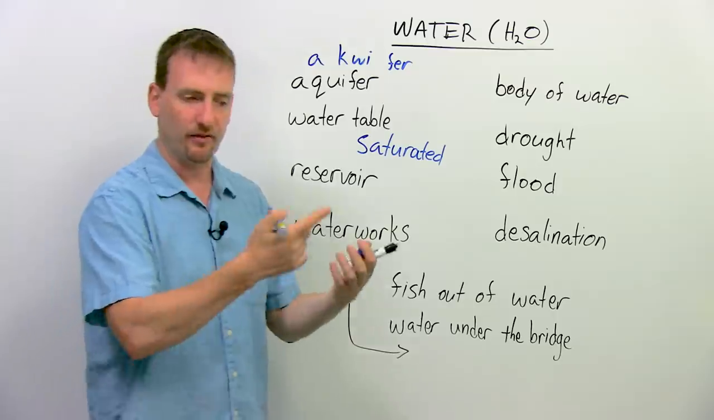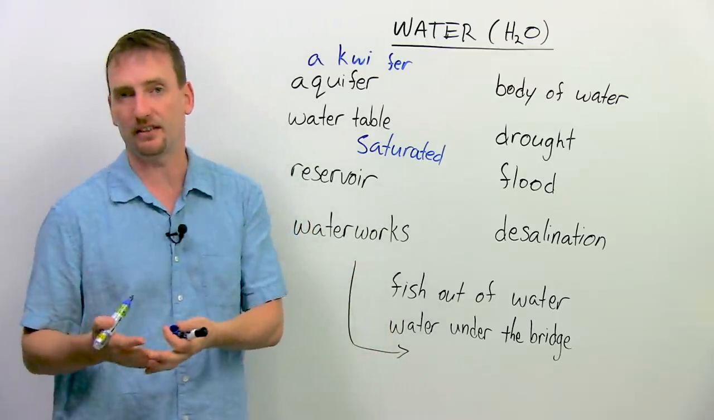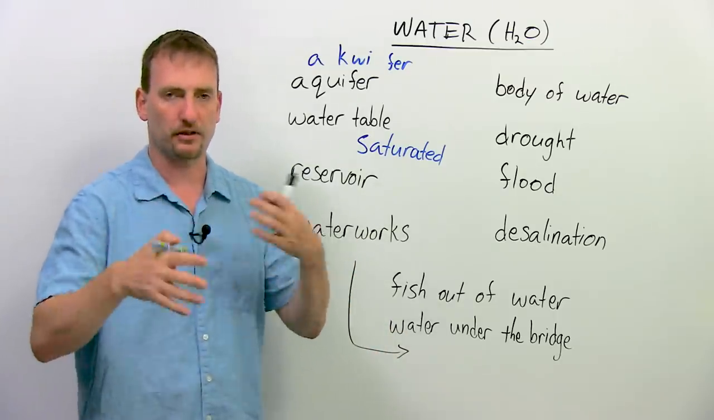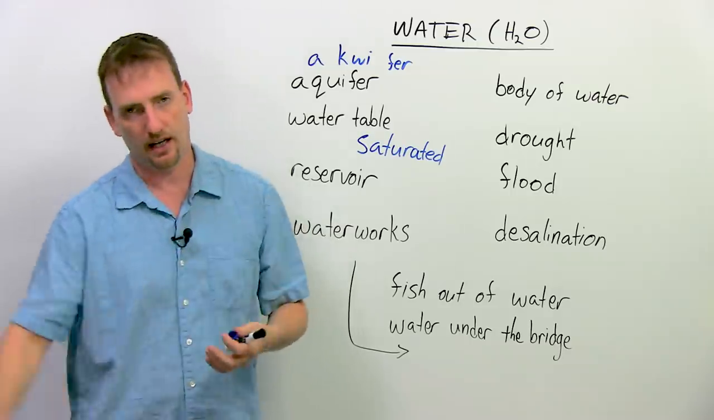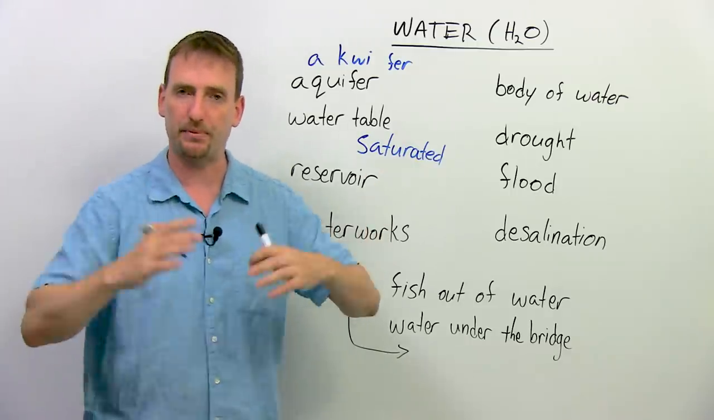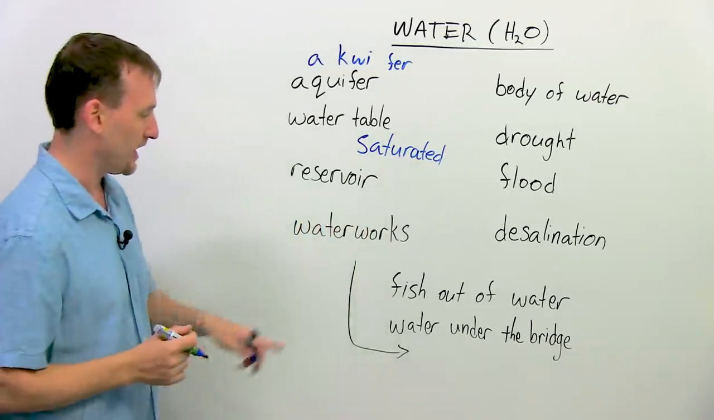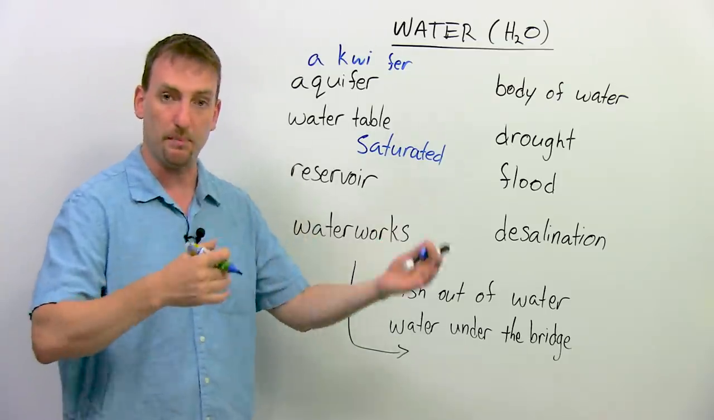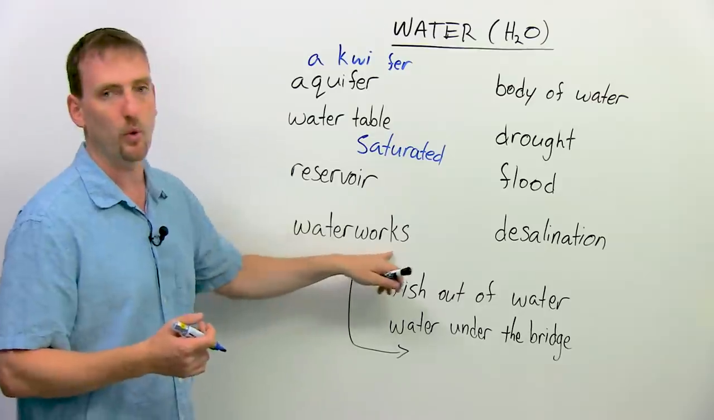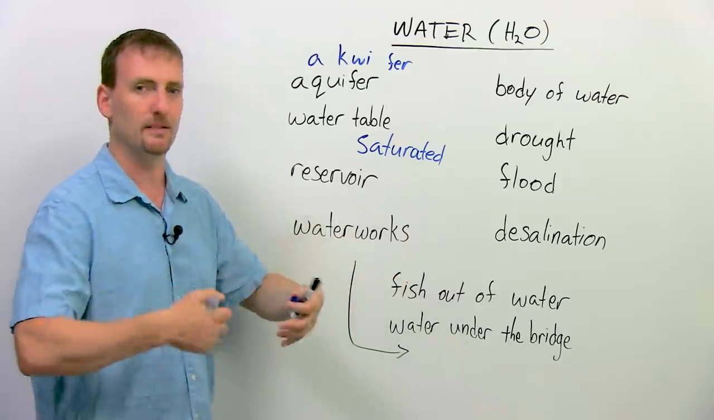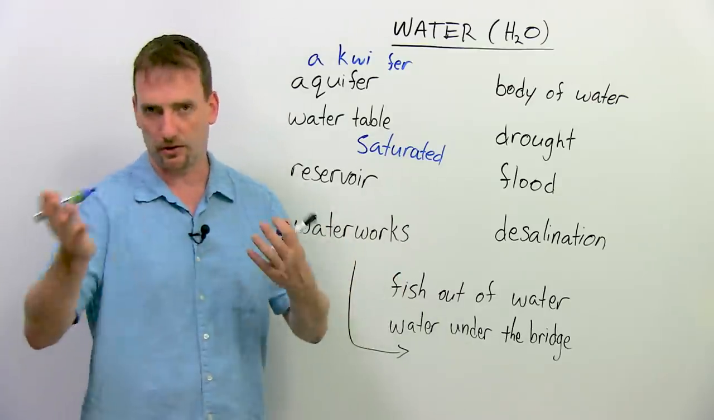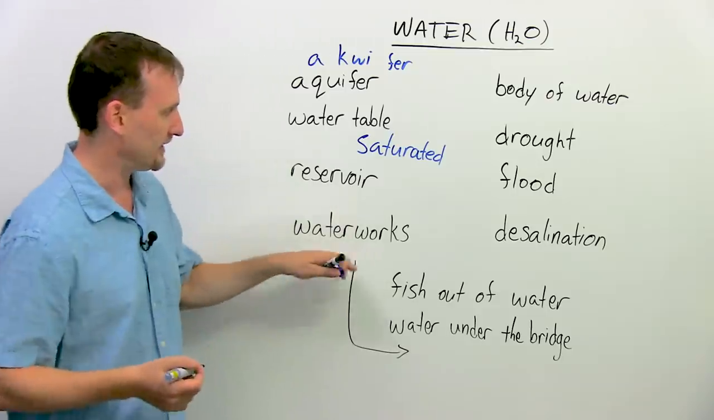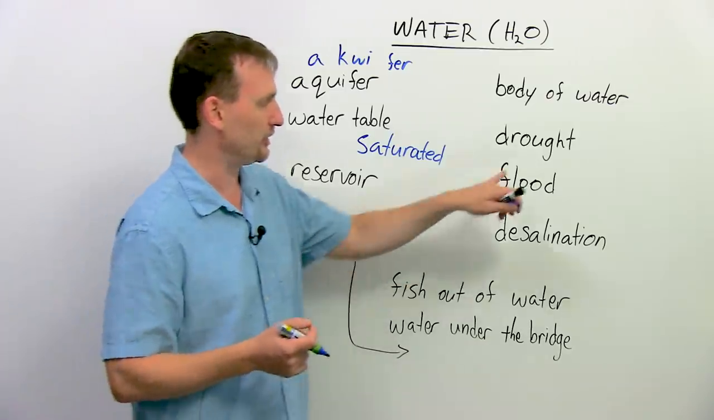The water goes from there into a treatment facility where it gets cleaned and chemicals are put in to make sure that it's clean, and then it gets pumped out through all the pipes all over the city, etc. Now, the place where the water treatment is and all the pipes and all the pumps, this is called the waterworks. This is the system of transferring the water to the different places. So these have to be kept up in good shape.